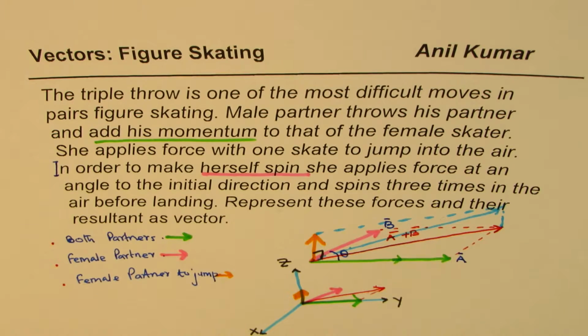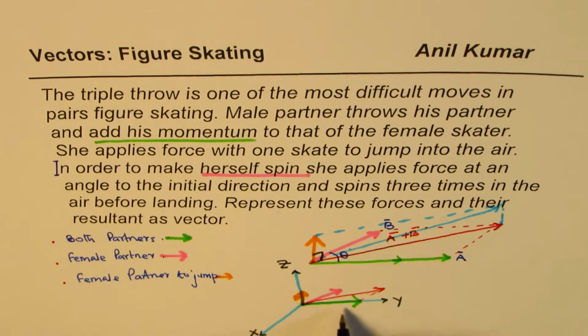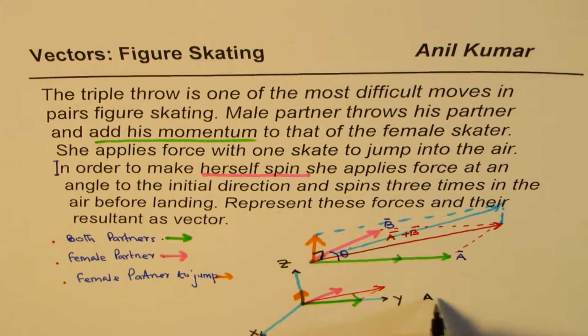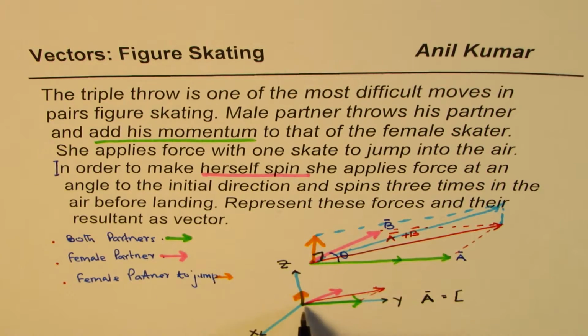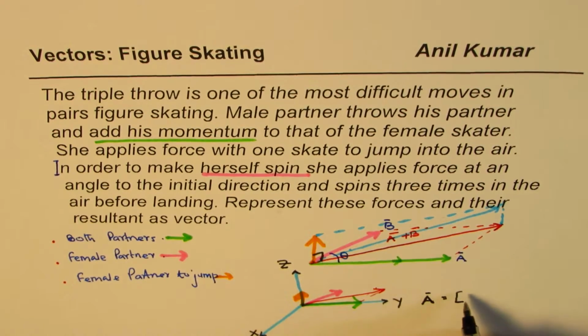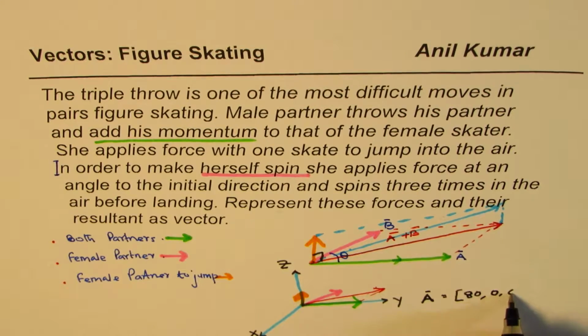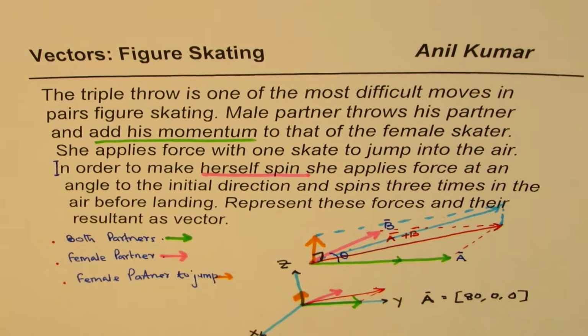Now at times, you can give some values also if you feel like. So approximately we'll give some values. We are taking this along the y direction, so let me call this force A. All the magnitude is along this direction, so let me give it a value. Let's say 80 newtons, and along x and z it has 0 components.